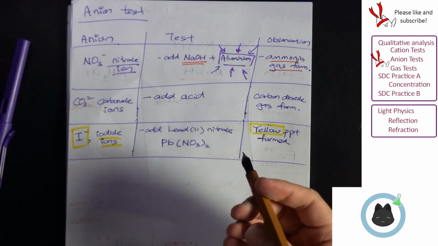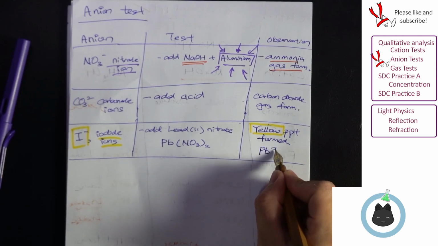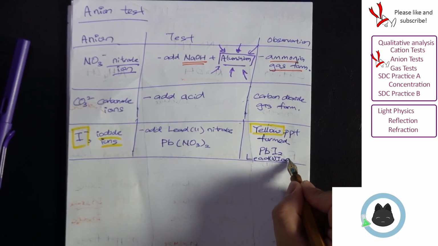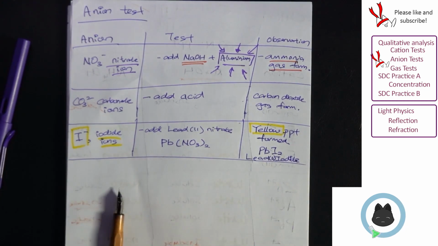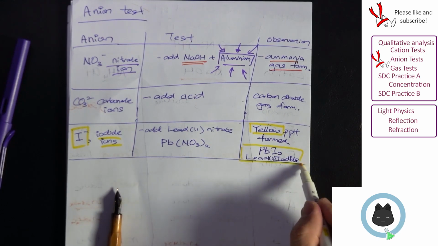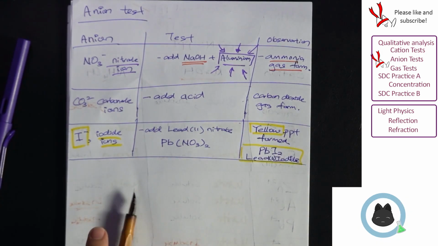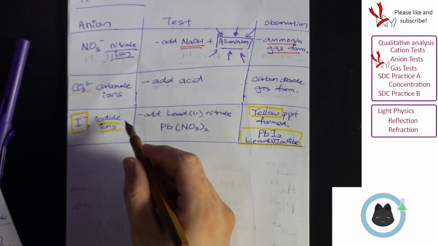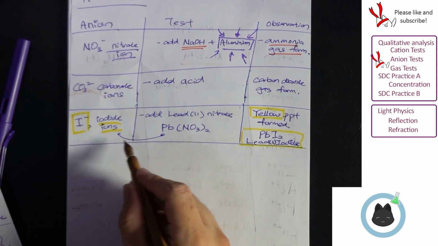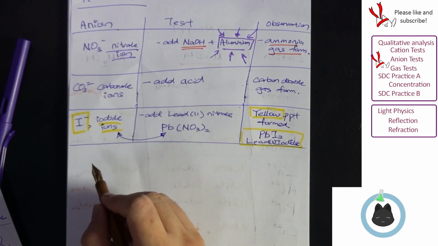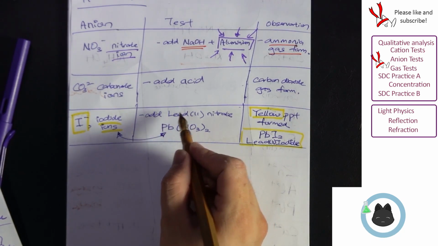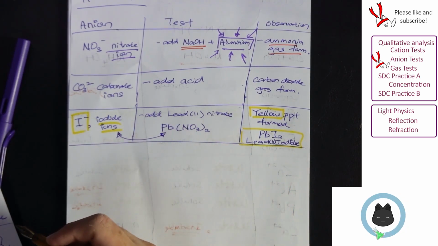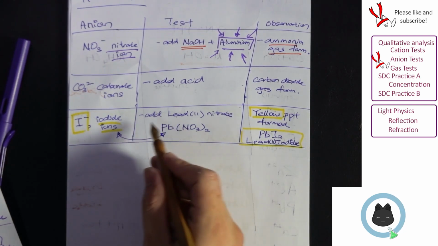What's the identity of the yellow precipitate? It is lead iodide. So whenever they give you a yellow PPT, just remember: iodide and lead are good friends. When they give you lead and a yellow PPT, then iodide exists. The opposite is also true. If they give you iodide and it forms a yellow PPT, it means lead exists. So lead and iodide are good friends, these two keywords.